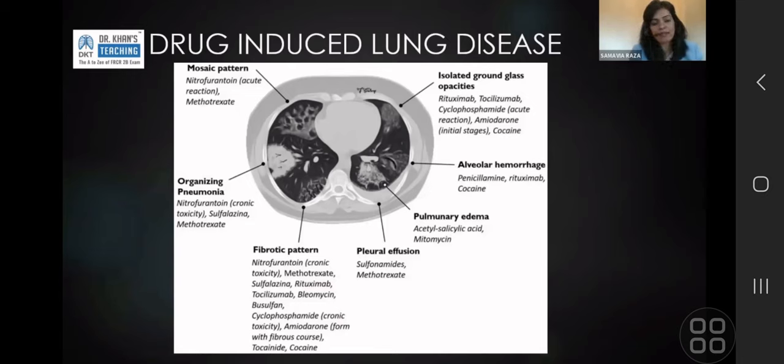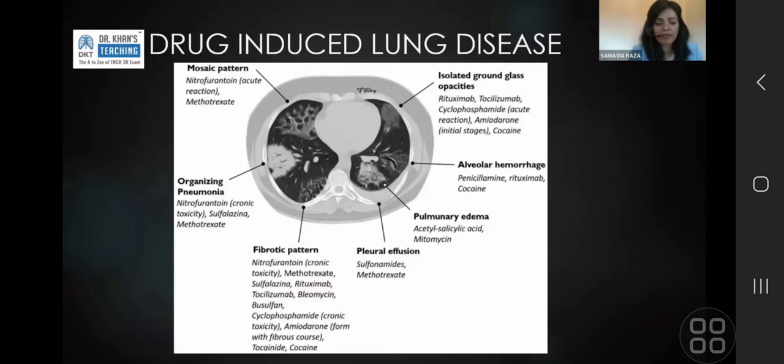Organizing pneumonia is the number one presentation you see of drug-induced lung disease. It's because it's so striking on a scan, it's easy to differentiate from other patterns, for example, lobar consolidation or UIP, IPF. The OP pattern makes people think more down the drug-induced line than any other pattern.